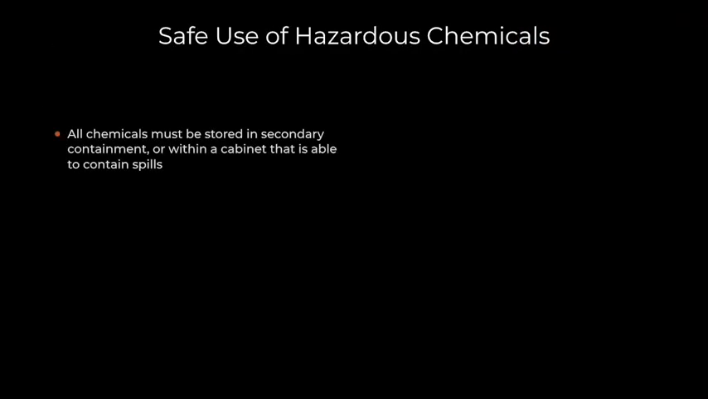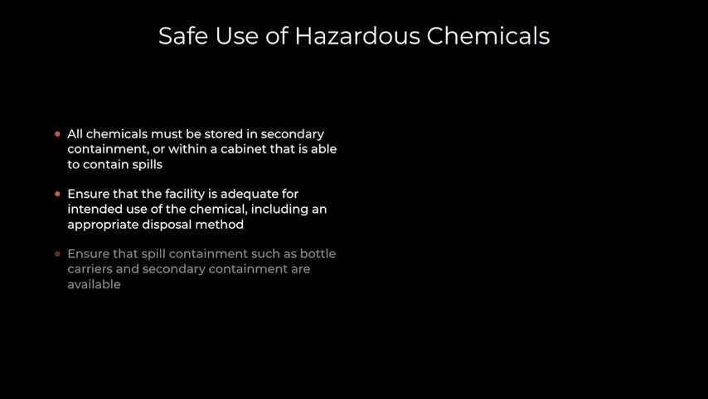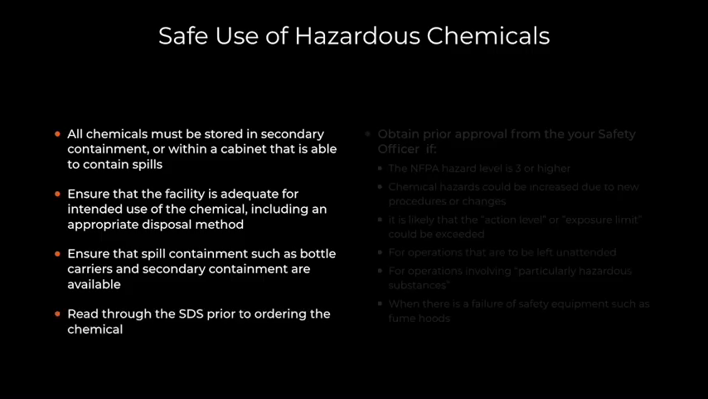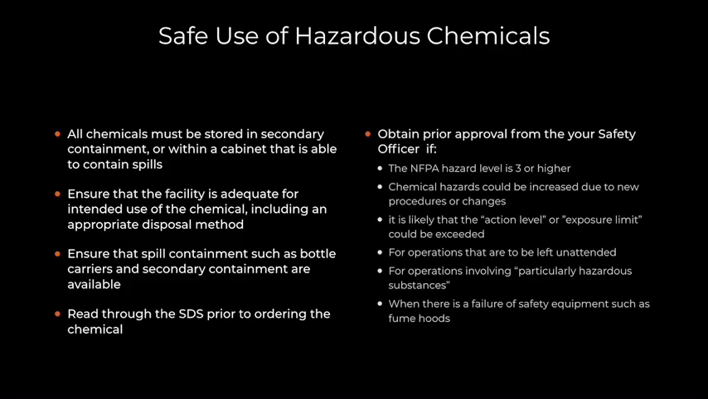The safe use of hazardous chemicals is crucial in any facility. To ensure the safety of all employees and the facility, the following guidelines must be followed. All chemicals must be stored in secondary containment, or within a cabinet that is able to contain spills. Ensure that the facility is adequate for the intended use of the chemical, including an appropriate disposal method. Ensure that spill containment such as bottle carriers and secondary containment are available.